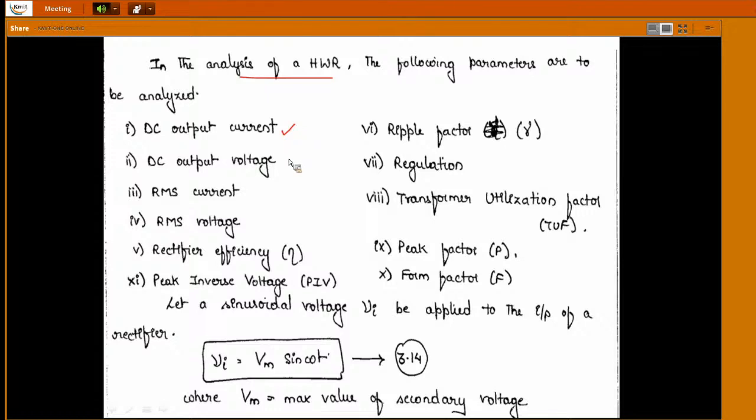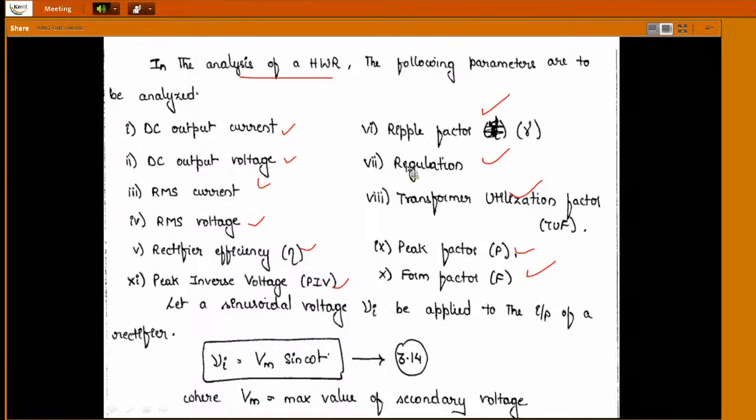Now what are the parameters we are analyzing today? What is the DC output current? What is the DC output voltage? RMS current, RMS voltage, efficiency, peak inverse voltage, ripple factor, regulation, transformer utilization factor, and one more, the peak factor and the form factor. Now we are going to see how to derive these 10 parameters.